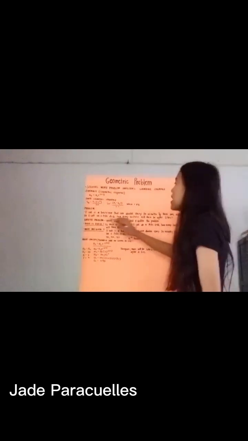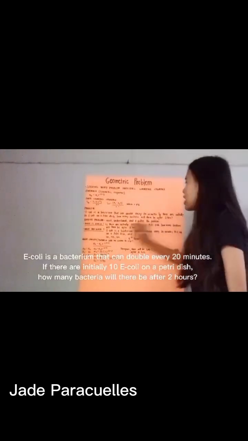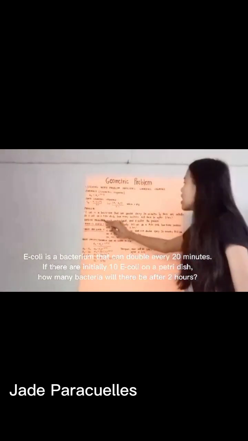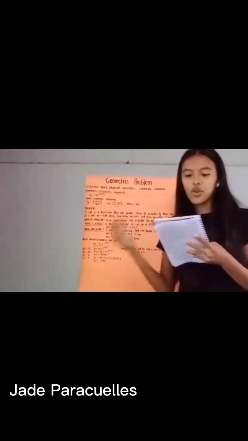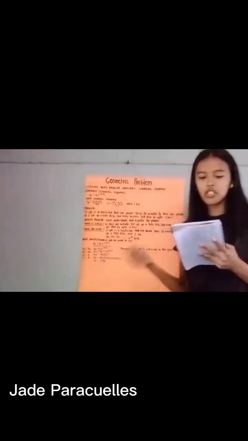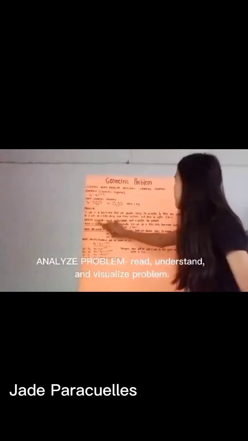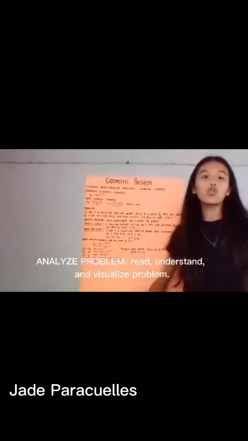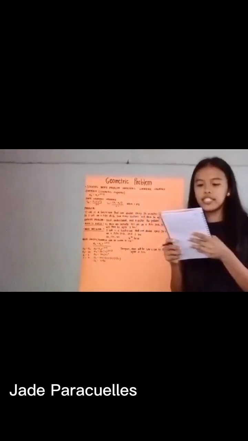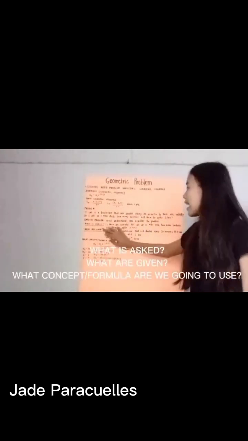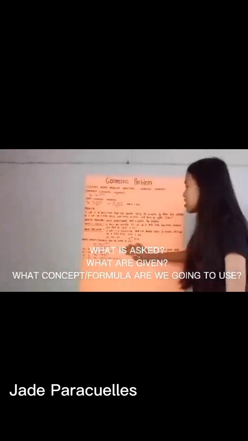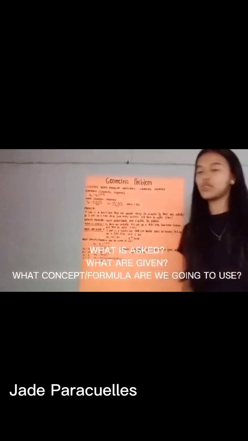The problem is E. coli is a bacterium that can double every 20 minutes. If there are initially 10 E. coli on a petri dish, how many bacteria will there be after 2 hours? And so if you want to solve this problem, first you should analyze the problem by reading, understanding, and visualizing the problem, and then we have to determine the following: what is asked, what is given, what concept or formula are we going to use.